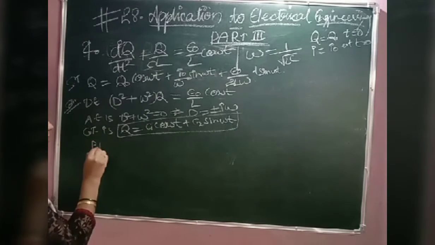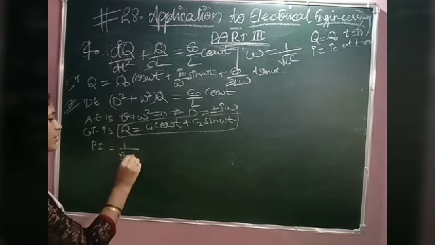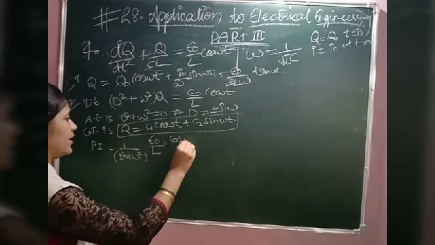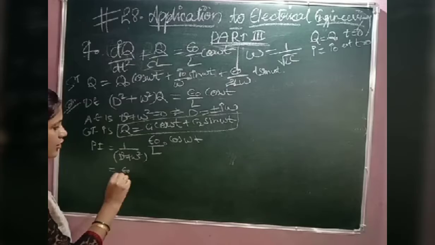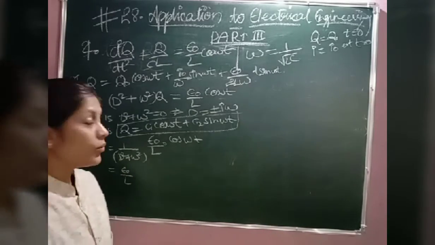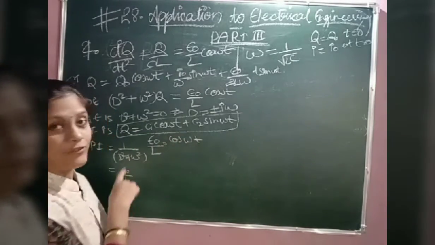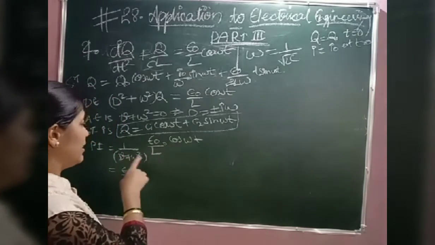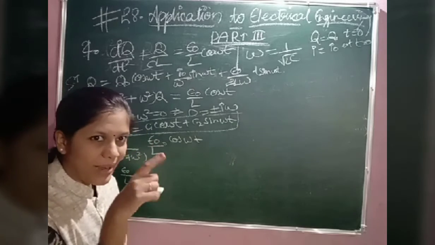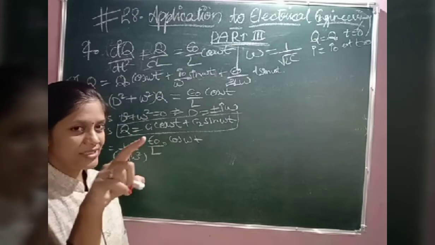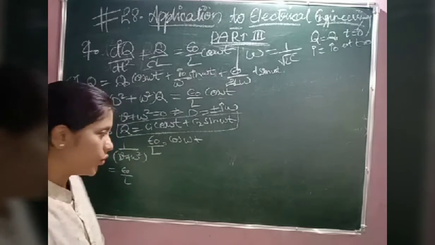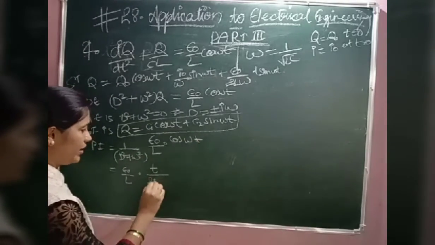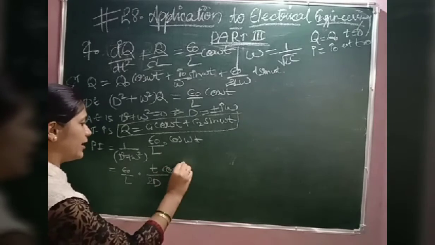Let us find the PI. PI equals 1 upon D² + ω², applied to E₀/L cos ωt. E₀/L is a constant, so let us take it outside. Now 1 upon f(D) cos at form: wherever D² is there, put minus a², that is minus ω². But what do we get? When I substitute D² = −ω², the denominator is 0. So use the special case: multiply the numerator with t, differentiate the denominator, 2D, and cos ωt as it is.